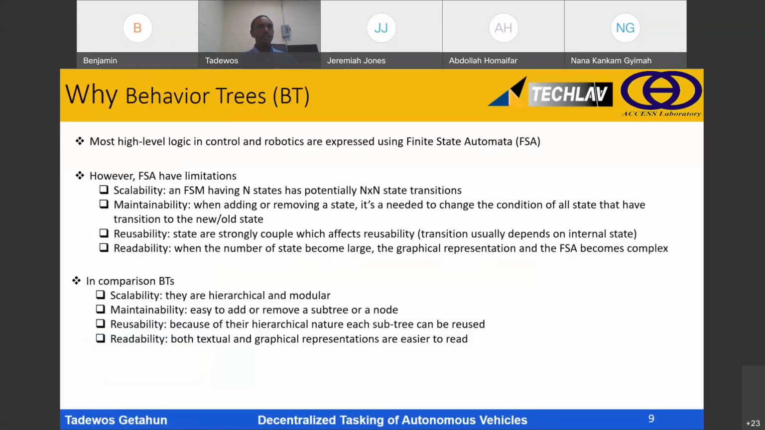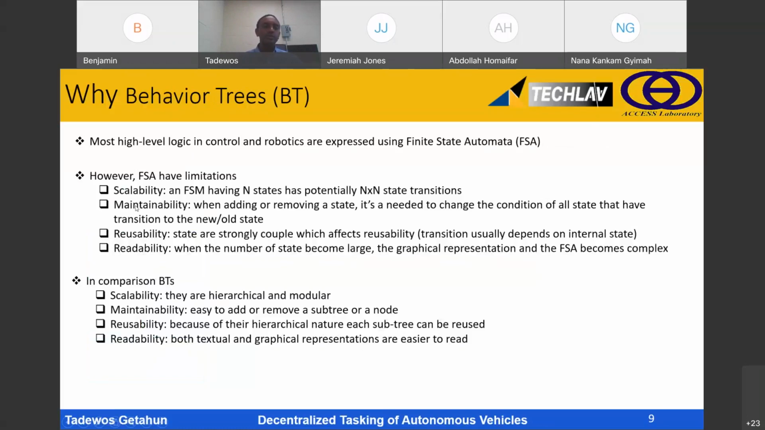So why do we select behavior trees? Mostly in control applications, we use finite state automata to represent high-level logic. However, finite state automata have some drawbacks.